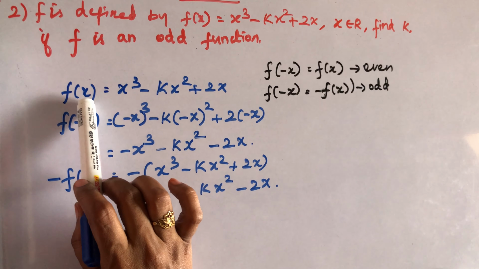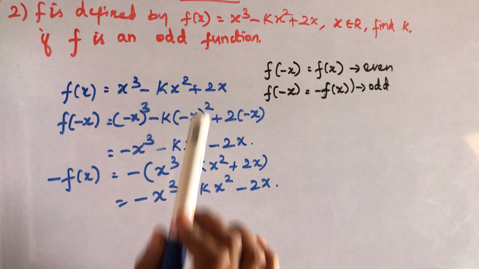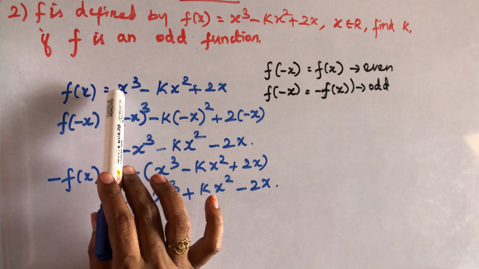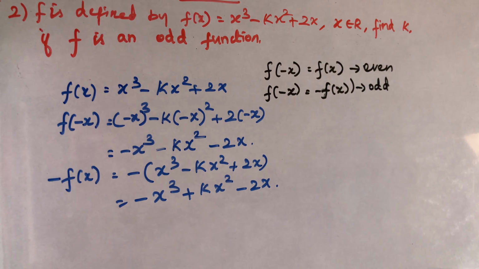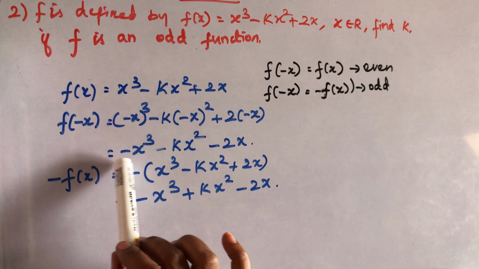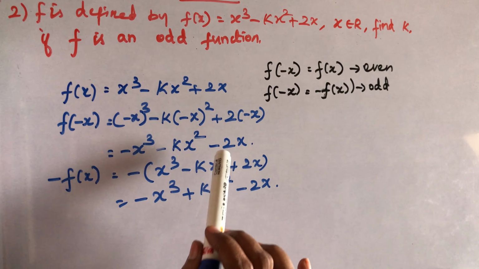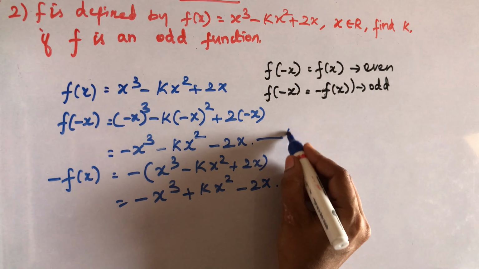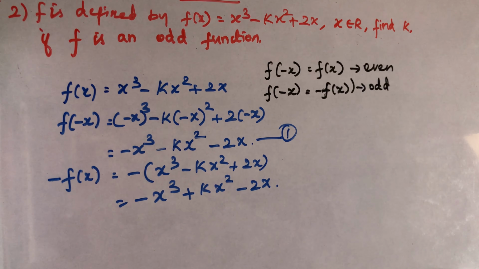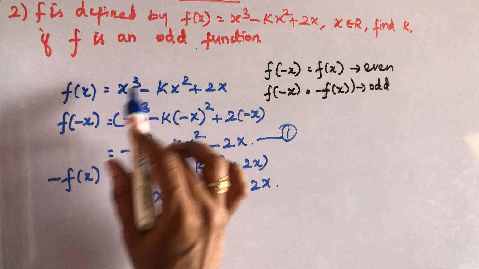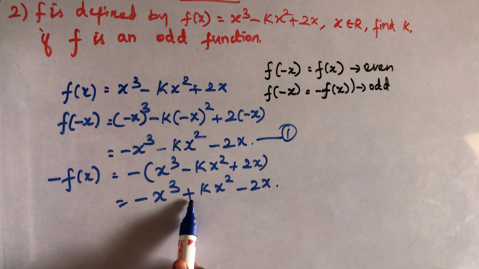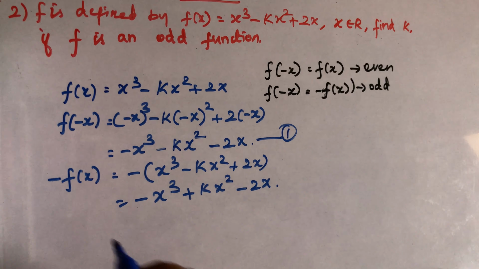f of x is equal to x cube minus kx square plus 2x. Now, I find f of minus x. Instead of x, I have substituted minus x, and I have found this, that is minus x cube minus kx square minus 2x. Now, let us take this as 1. Now, I have found minus f of x. So, we have to change all the signs in f of x. So, that is minus x cube plus kx square minus 2x.